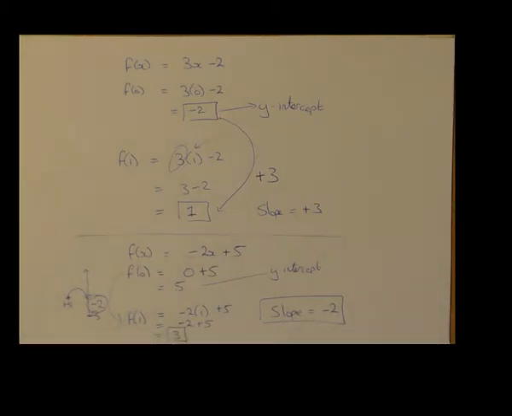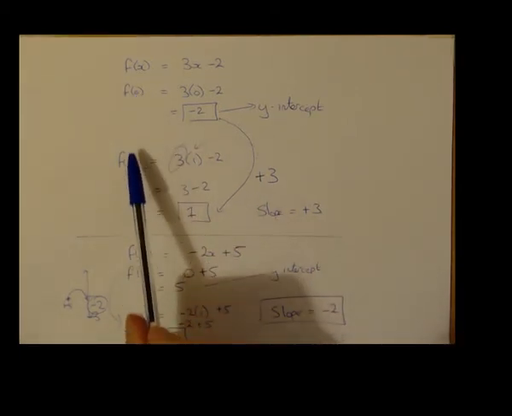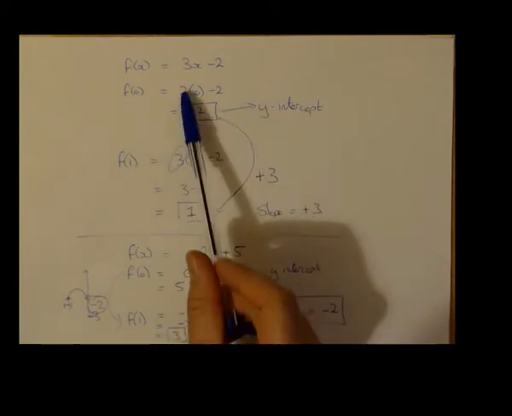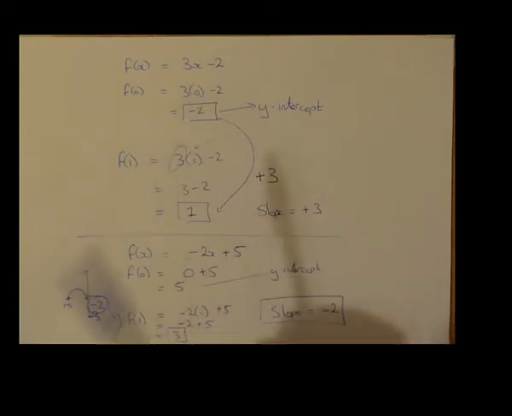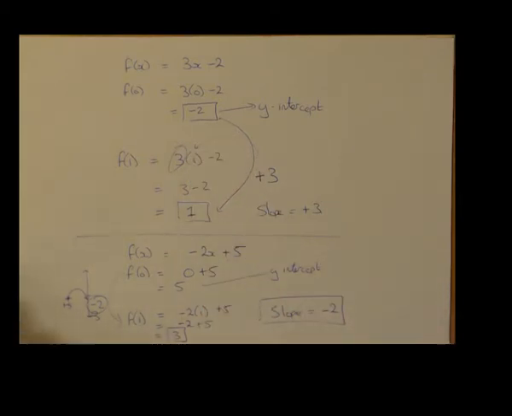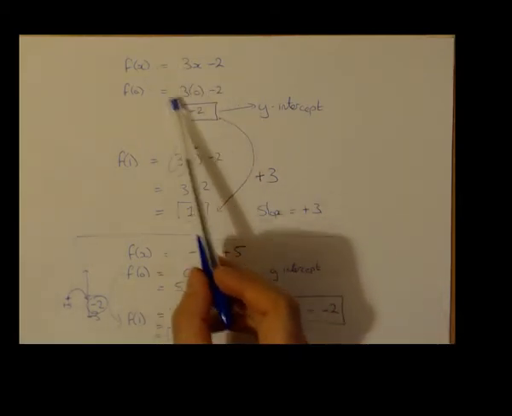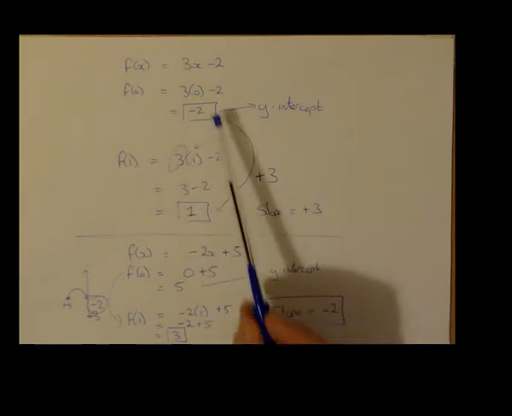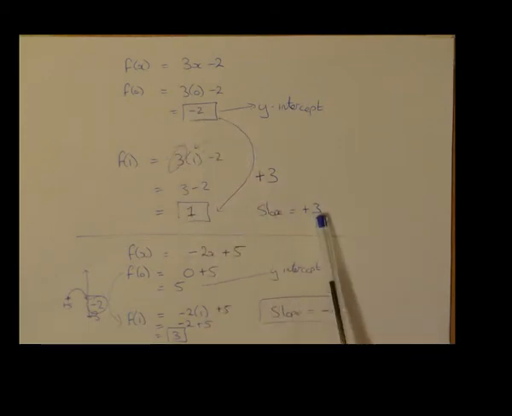Now, you could find out f of 0 and f of 1 for all of these. I'm doing this because I want you to understand that every time you increase your x value by 1, your y value, your output, will increase or decrease by the slope. So this increased by 1, and the output increased from -2 to +1 by the slope. This increased by 1, the input increased by 1, the output increased by the slope, which was -2, so it decreased by 2.